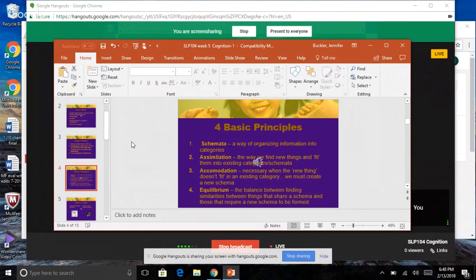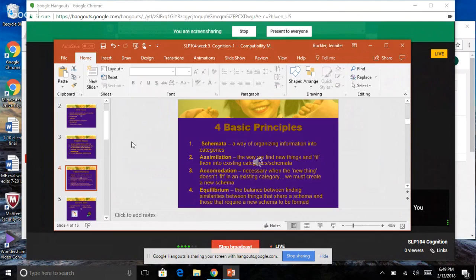Assimilation and accommodation are the processes that we either choose to assimilate, make similar. We look for things that are similar and put them in similar categories, or accommodate, have to get new accommodations, have to find a new place for them because they don't fit similarly with any other schemata we have. Equilibrium is the process, the balance that we have to create in doing that.